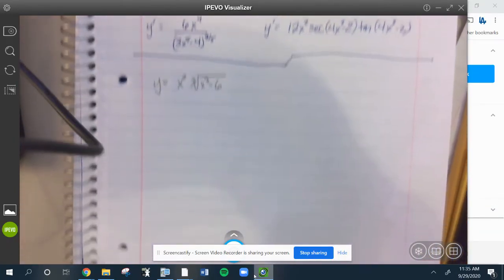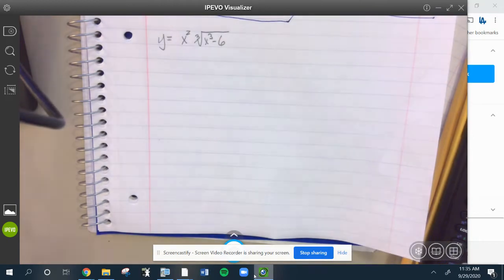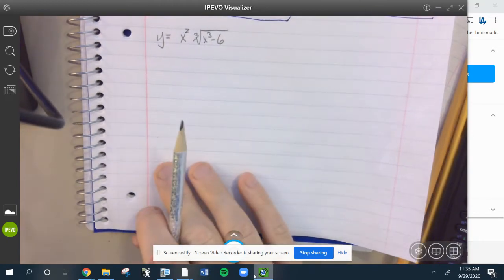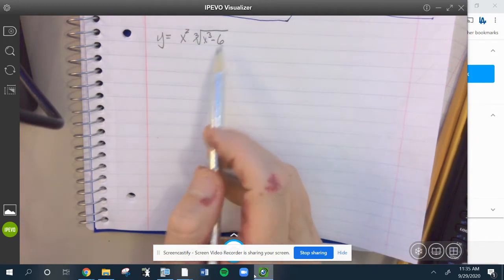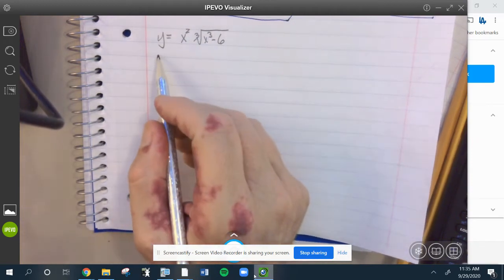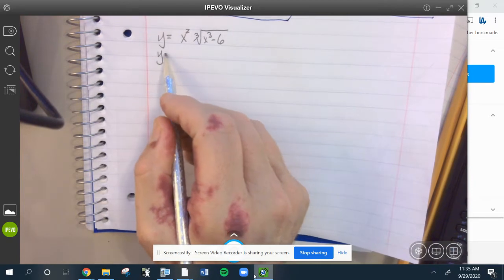Okay. Here's the next one. So this one is a product rule, x squared times the cube root. So we are going to have to use the chain rule eventually, but it is a product.